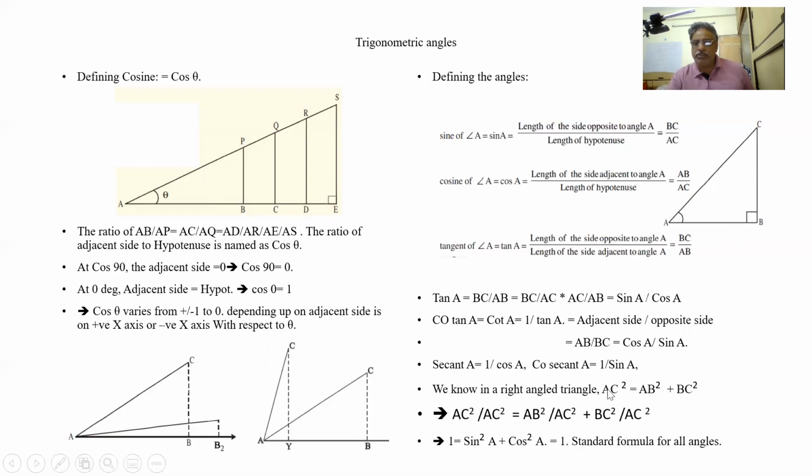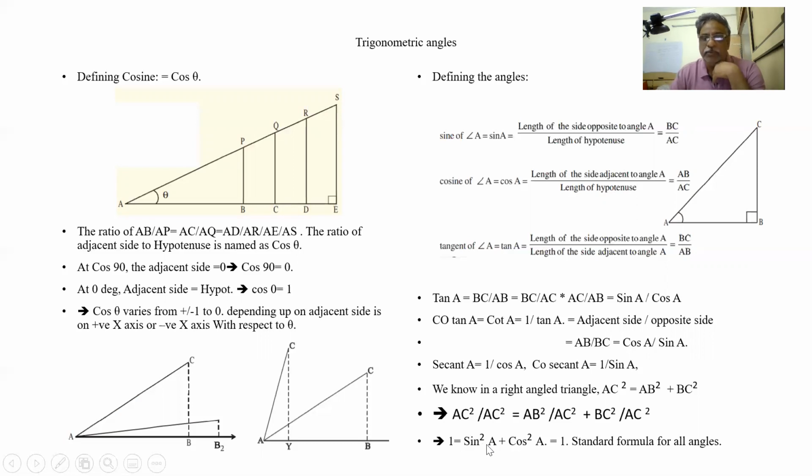AB square. So when I divide all sides by AC square, AB square by AC square is cos square theta, BC square by AC square is sin square theta, and AC square by AC square is 1. So this is the fundamental identity of trigonometry. We got sin square theta plus cos square theta is 1.